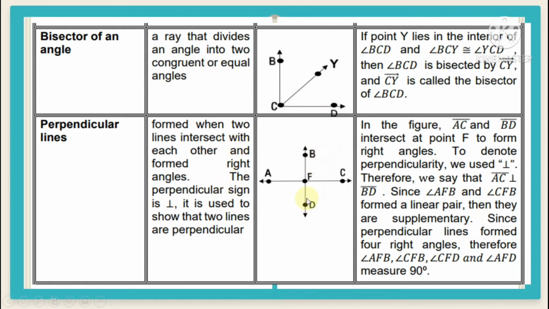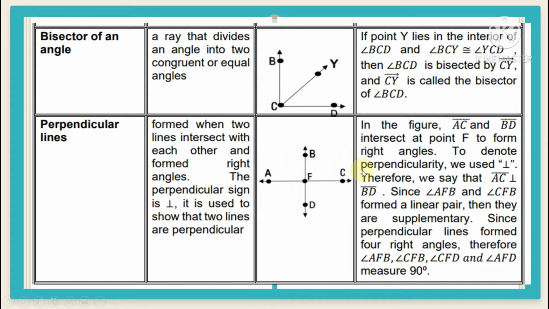Perpendicular lines. Perpendicular lines are formed when 2 lines intersect with each other and form right angles. The perpendicular sign is this one. It is used to show that 2 lines are perpendicular. In the figure, line AC and line BD intersect at point F to form right angles. To denote perpendicular, we use this sign.